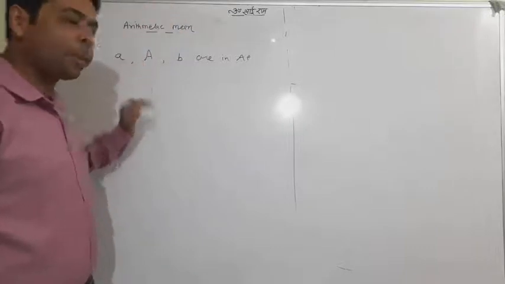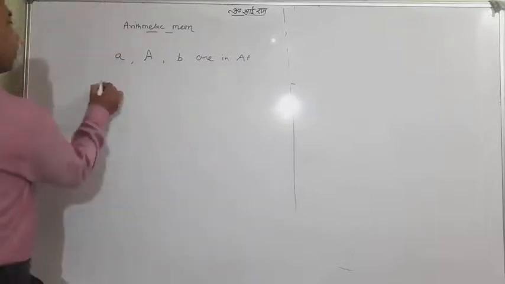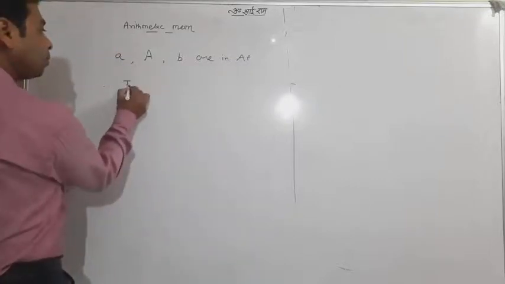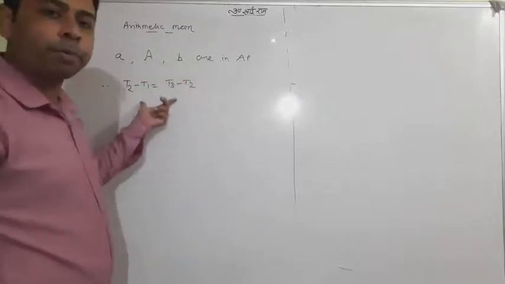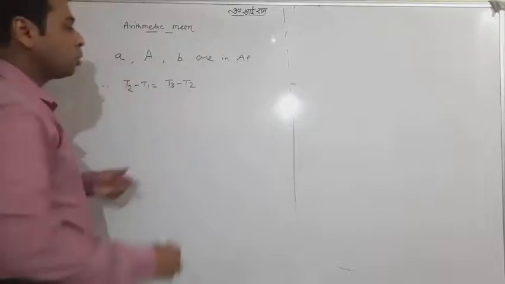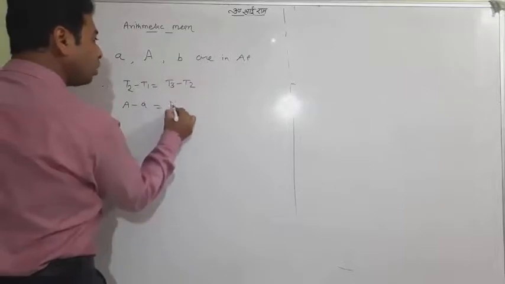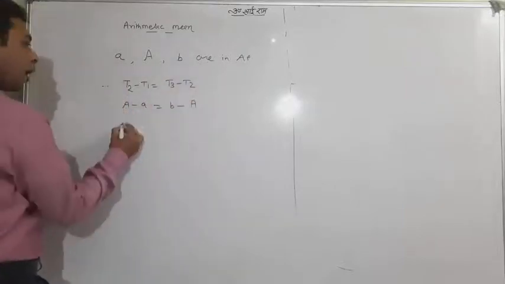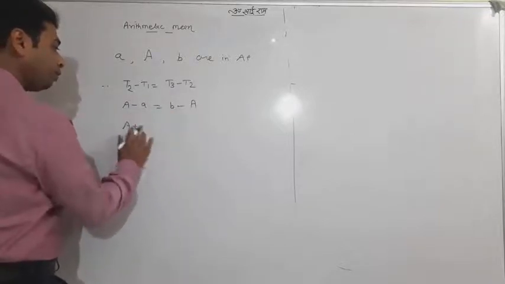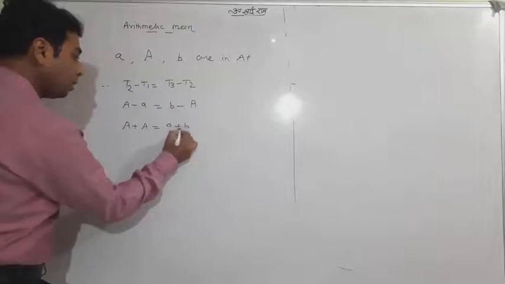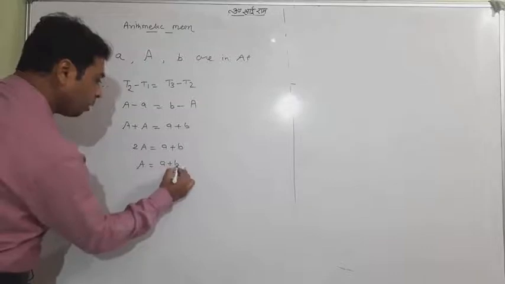So how can we find capital A? That is simple. You know it is an AP. And what is the property of an AP? That second term minus first term is always equal to third term minus second term, because it is a simple property of AP. So the second term is A, the first term is small a, the third term is small b. So A minus a equals b minus A. Transferring, 2A equals a plus b, and A equals (a plus b) by 2.